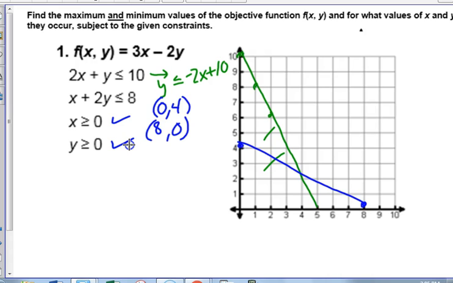Above or below again? How could you check since it's not in y equals form? Could you put in a 0, 0? Yep. What would it say? 0 less than 8, it's true, so we're shading on that side where 0, 0 is. Okay, so what shape is that? Pretty. Some kind of quadrilateral, yes?